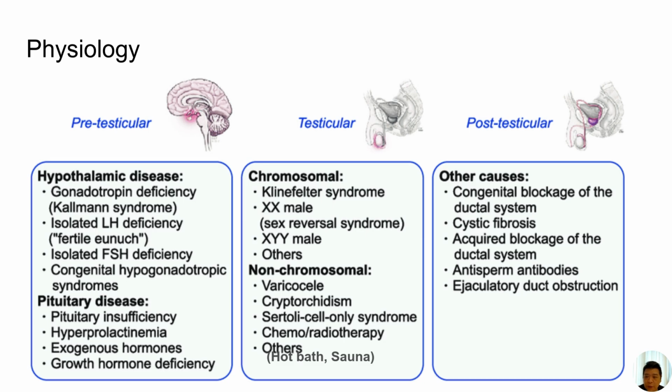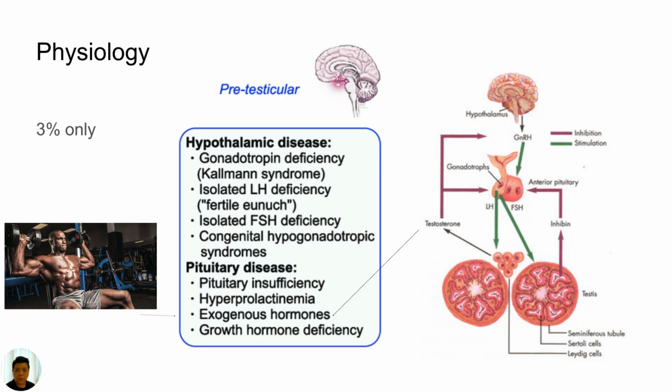For the causes of infertility in males, we can categorize them into three causes. First, pre-testicular, second, testicular, and the third is post-testicular. So the pre-testicular cause is quite uncommon. It's only about 3 to 5% of male infertility. As you can see, it is either hypothalamic disease or pituitary disease.